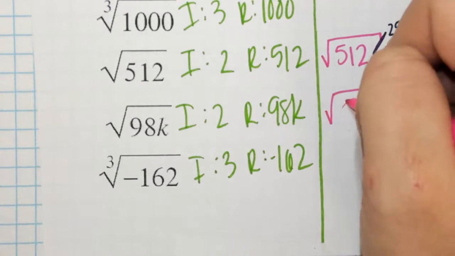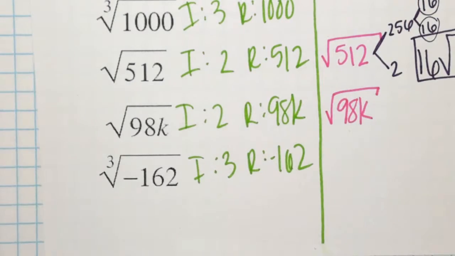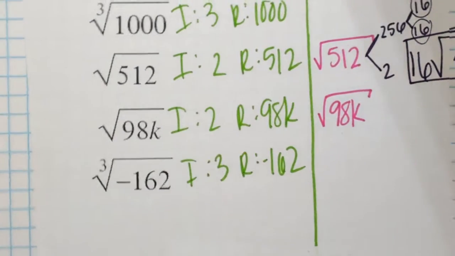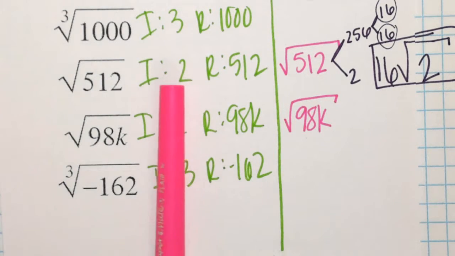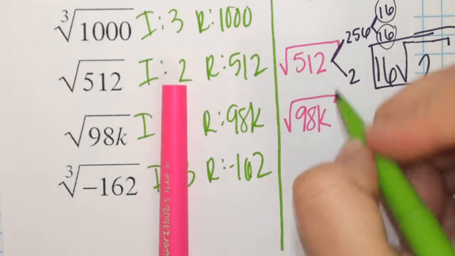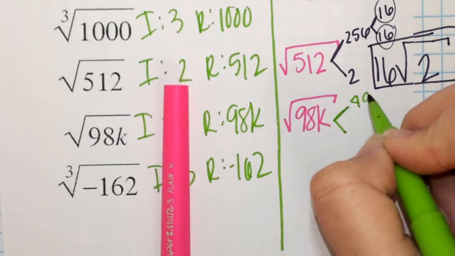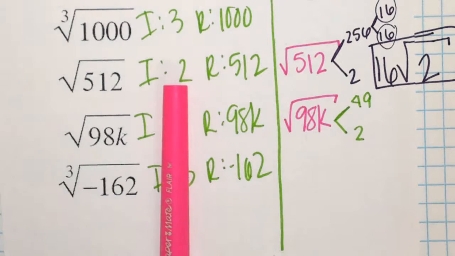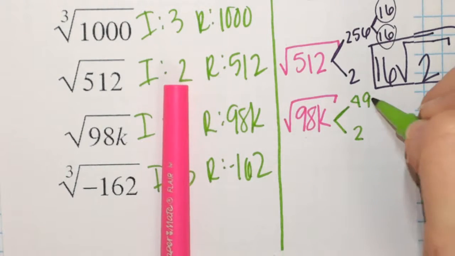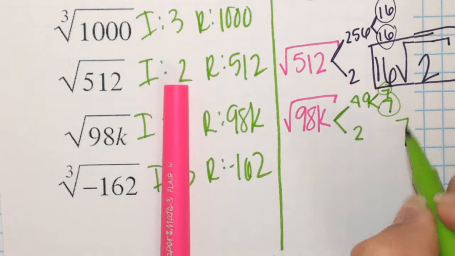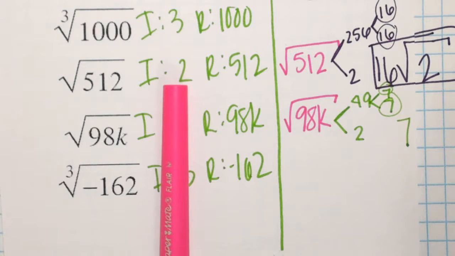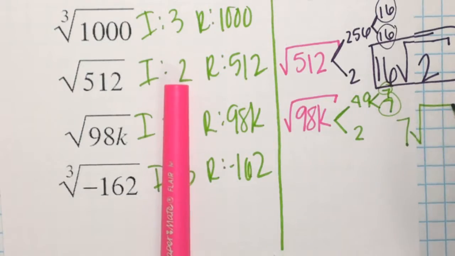Let's look at 98k. So you have the square root of 98k. What is the biggest perfect square that divides into 98? 49. And what's 98 divided by 49? 2. So we have 49 and 2. What does 49 get broken down into? 7 and 7. All right, we have 2 7s, so they go outside. How many k's do we have? So he stays inside with the 2 to read Harry Potter.